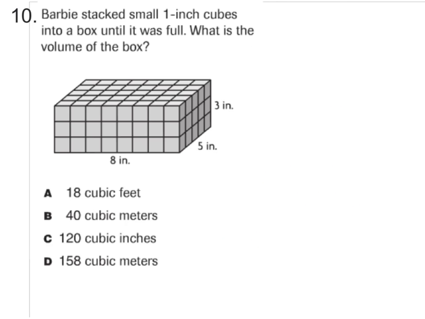Now for number 10, it says Barbie stacked small 1-inch cubes into a box until it was full. What's the volume of this box? Now remember, we learned in class that to find the volume of a rectangular prism, you need to do length times the width times the height. So go ahead and plug in these numbers into your formula, and let's see if you get your answer correct. Go ahead and press pause now.